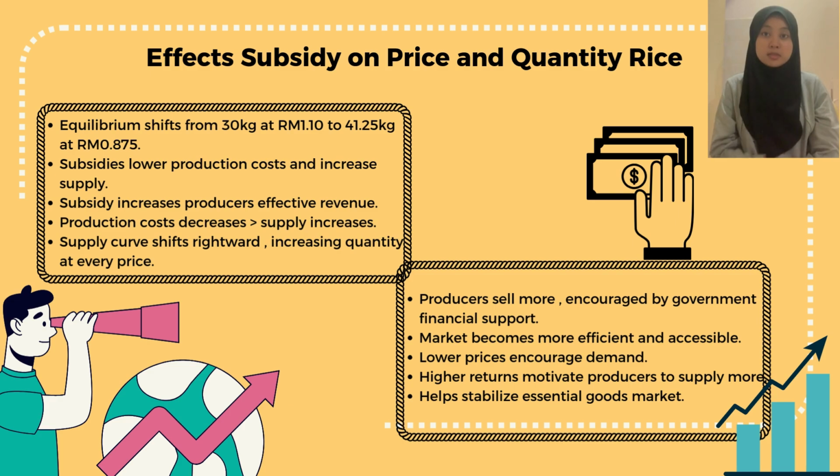Next, the effect of subsidy is that producers are encouraged to sell more because the support reduces their risk and increases their confidence. As a result, the market becomes more efficient and accessible, allowing goods to move more smoothly and reach more consumers. With higher returns on their product, producers are even more motivated to increase their supply. All of this leads to one major outcome, a more stable market for essential goods, which benefits everyone: producers, consumers, and the economy as a whole.